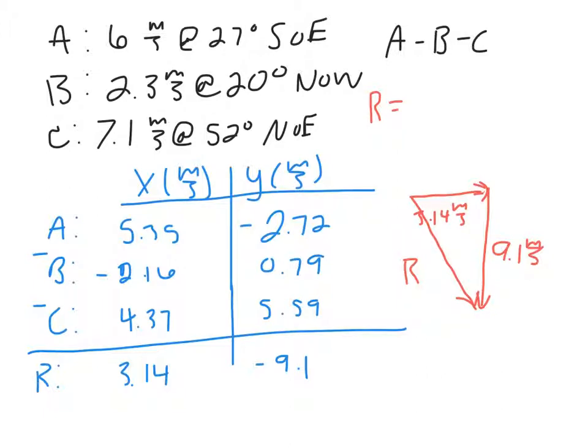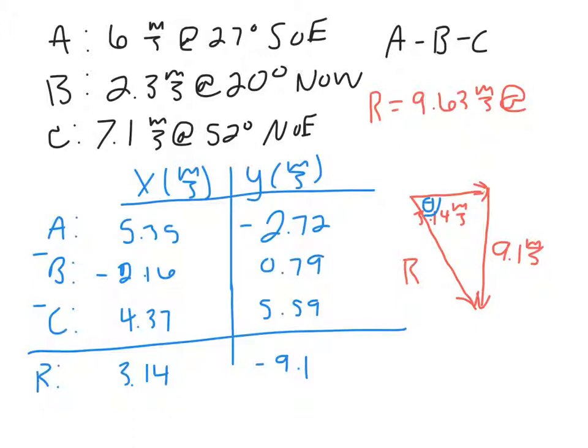So storing these values as y and x, storing negative 9.1 as y, storing 3.14 as x. We do x squared plus y squared. It's 92.6696 meters squared per second squared. Take the square root of that number. We get 9.63 meters per second at, and then we need to figure out what this angle theta is right here.